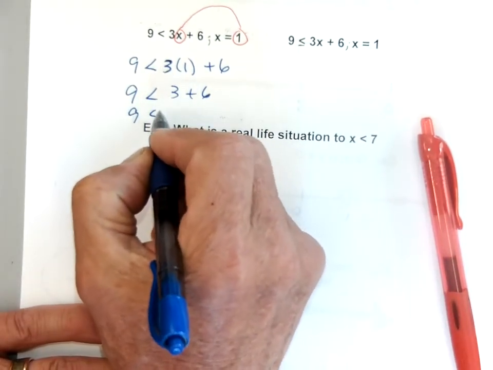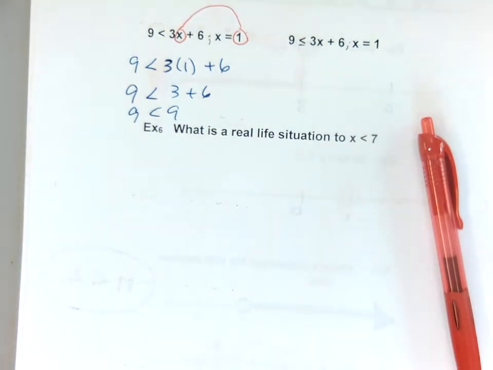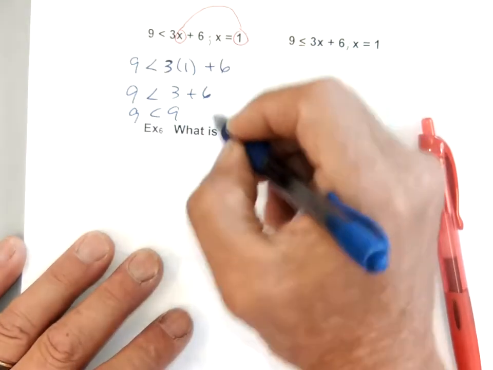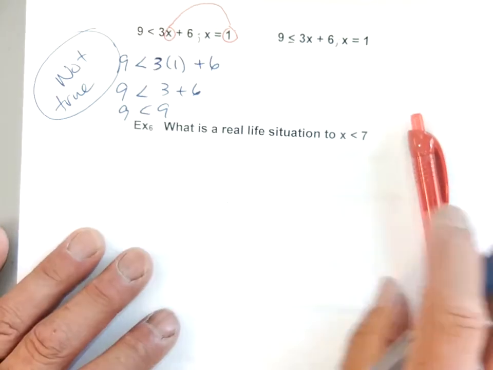9 is less than 9. That is not true. 9 is equal to 9, but not less than. That is not true. Okay, same thing.